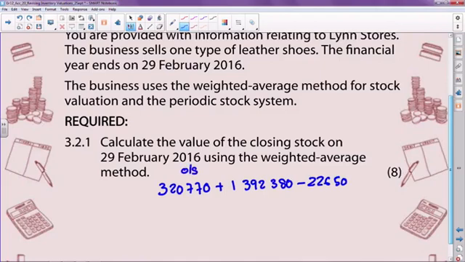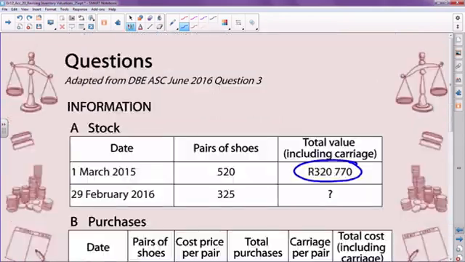There's my opening stock, plus my purchases, minus my returns. So I'm now taking all my stock into consideration. Right, what do I divide it by? What's the total? So that's your values of your stock. Now you need quantities. Let's find our quantities.